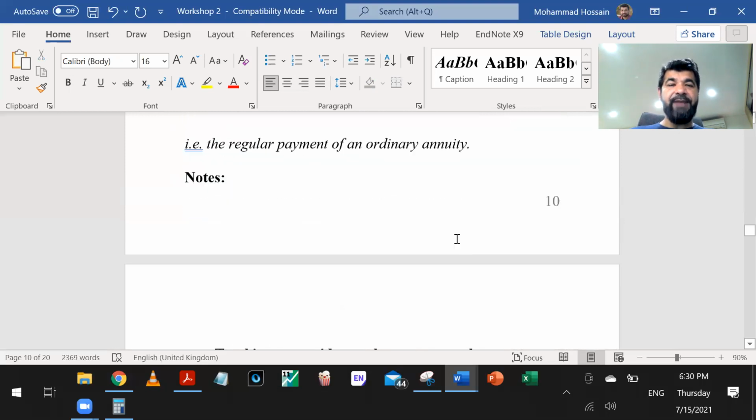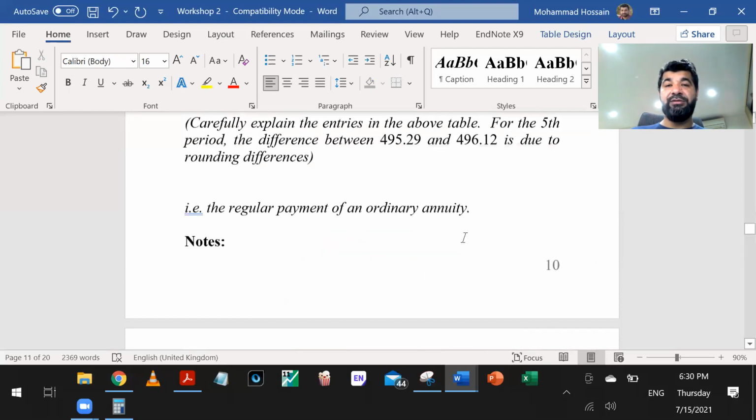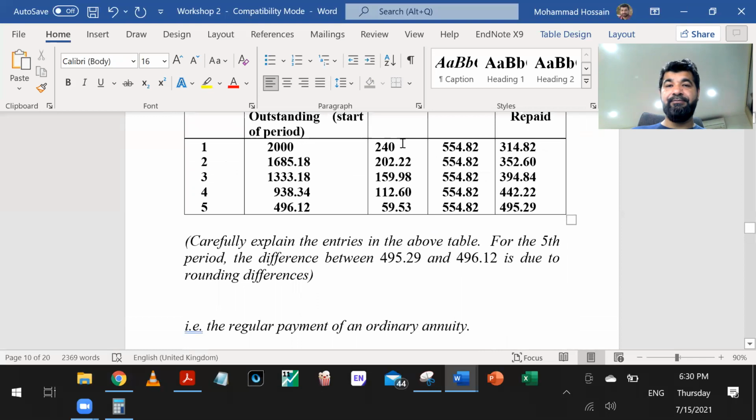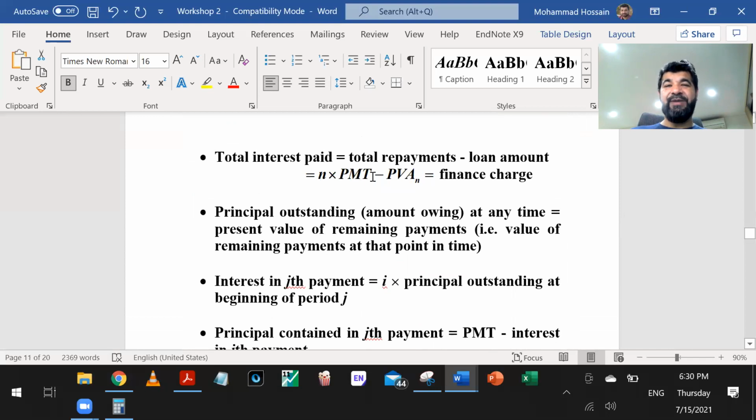So here are the notes we have. Total interest paid: how much interest you have paid in total? Add them all up. That's the interest you paid in total. And payment times the number of periods minus present value of annuity equals finance charges. Principal outstanding is the amount owing at any time. So if someone asks you after the third payment how much principal amount is left, this type of question we ask the bank.